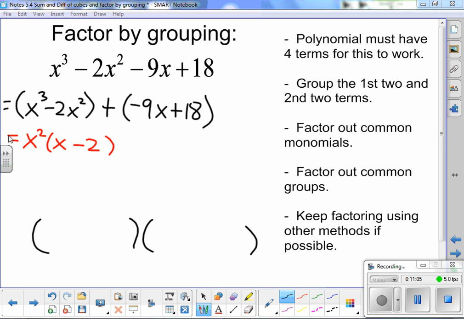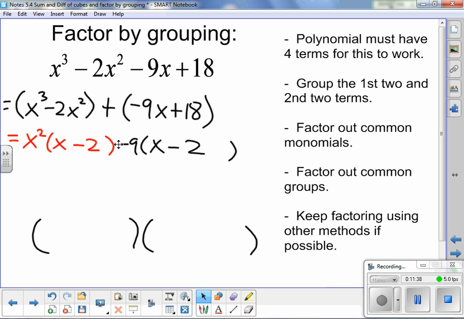Then now the second part, we're going to do the same thing here. Figure out what you can pull out of both of these. Now our goal is we actually want our groups to match. So if I have a negative in the front right here, I actually want to pull the negative out also. So I don't want to just take out a 9 from the 18 and the 9. I want to take a negative 9 out. So you can write plus a negative 9, or you can put minus 9, because that's the same thing. So negative 9 times x is a negative 9x. Negative 9 times a negative 2 is a positive 18.